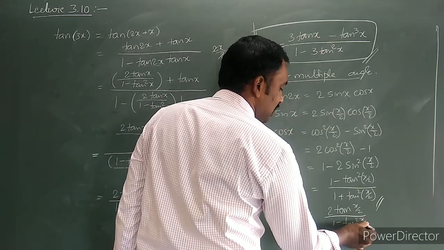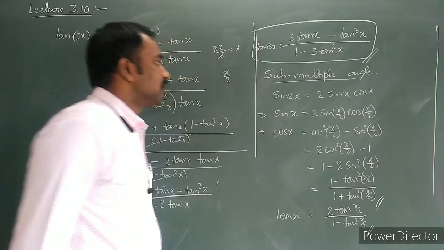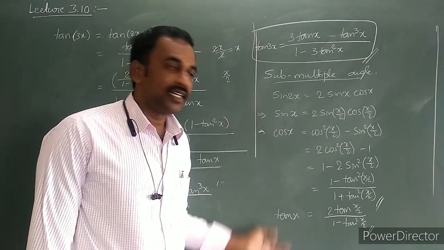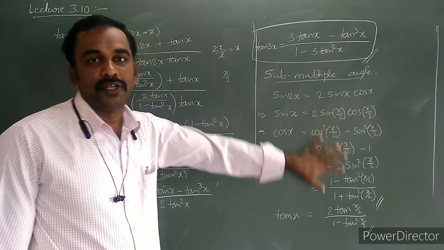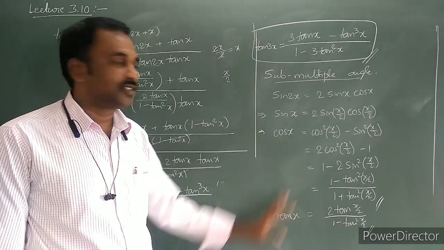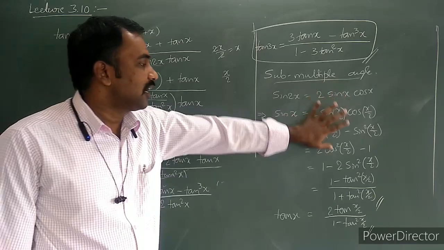So these are the half angle formulas for the sine, cos and the tan. Just remember these values, or else you are capable of converting them as you wish. If you have a memory, you can remember.